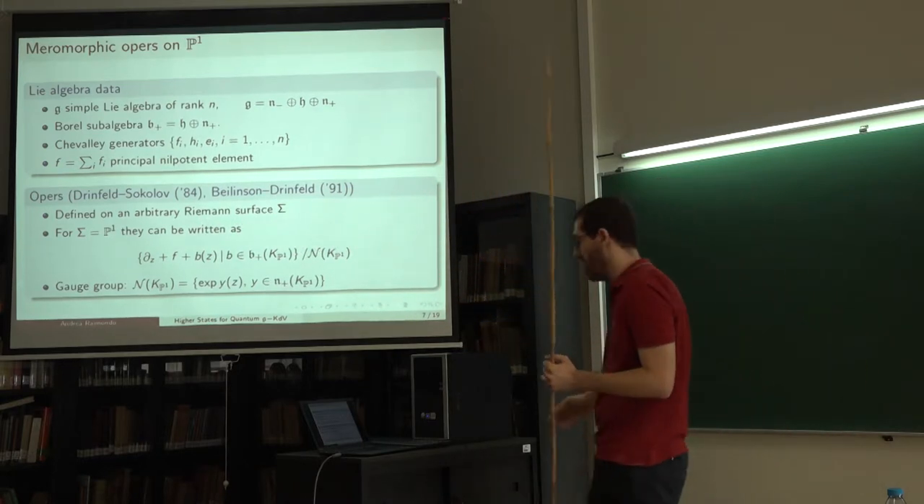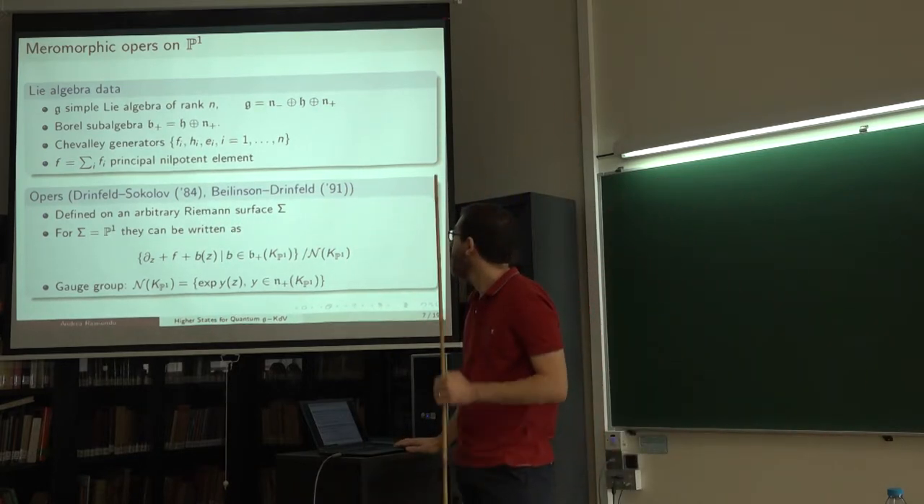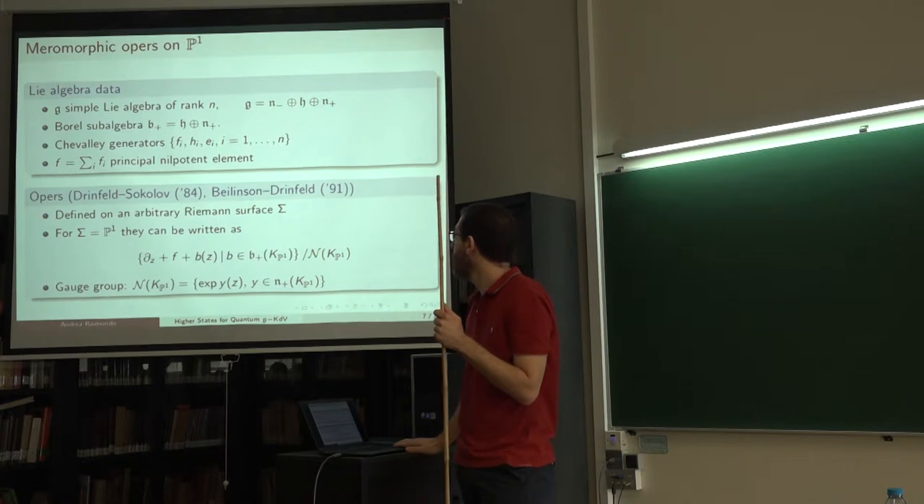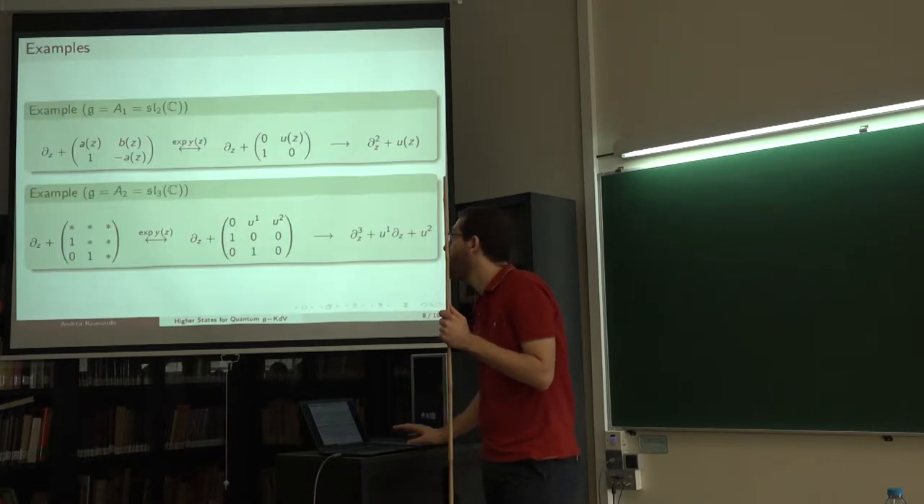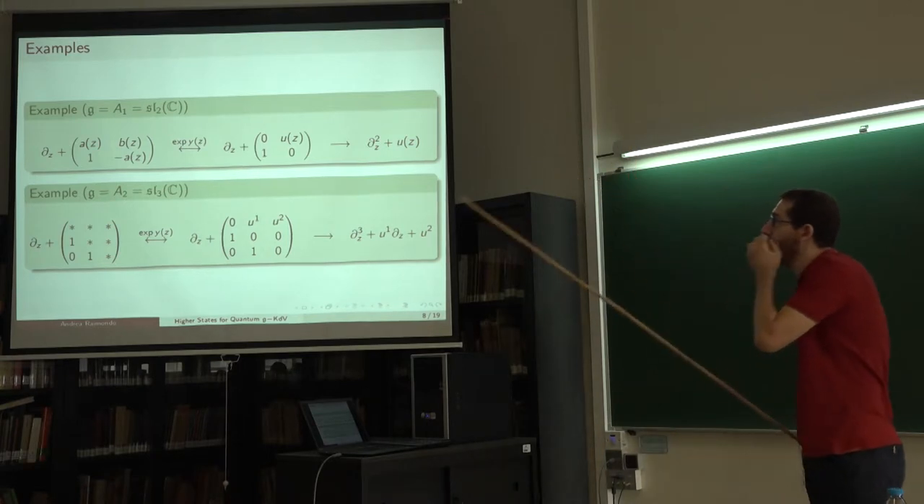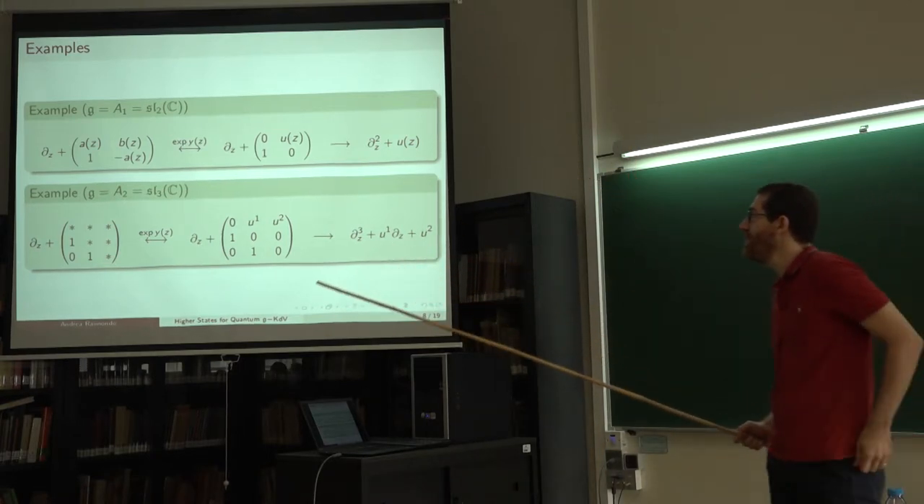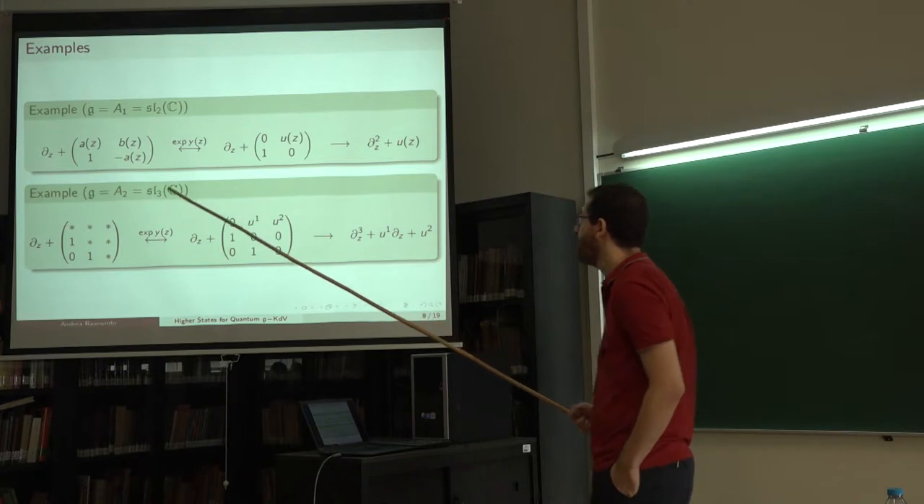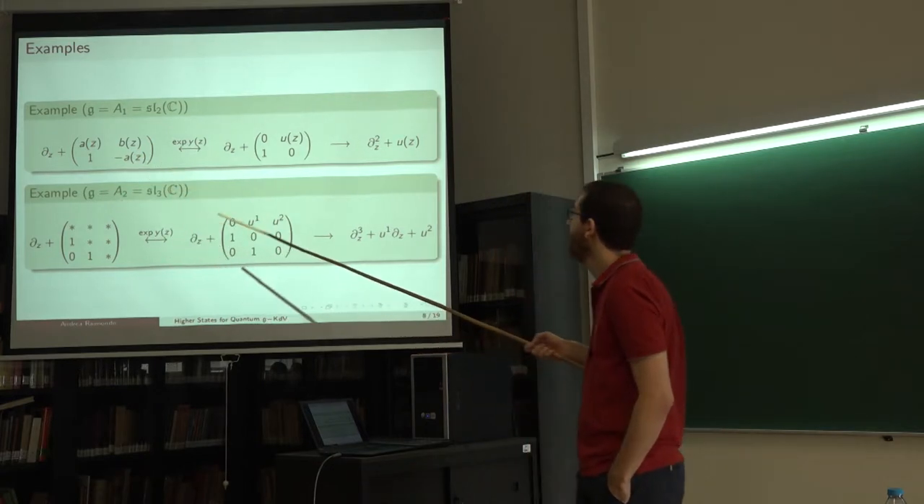So these are meromorphic Opers on P1. A couple of examples, just to show that these Opers, which are quite abstract, can be very concrete.